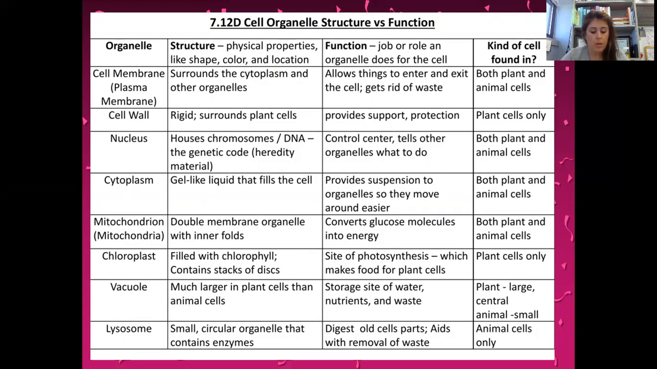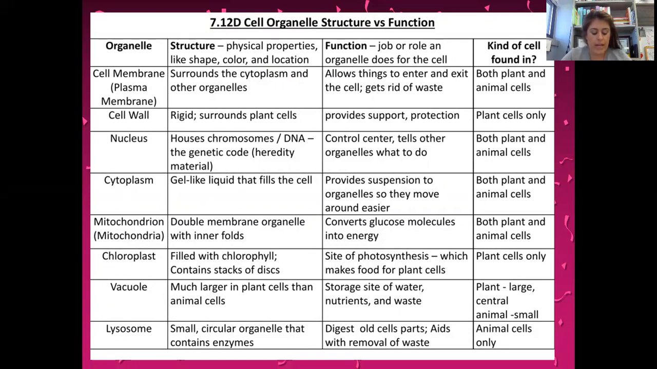15, which organelle helps the cell keep its shape? That's going to be the cell membrane in animal and plants. The cell wall in plant cells also helps with that. 16, which organelle controls the movement of materials in and out of the cell? That is also the cell membrane. That is what it's in charge of.